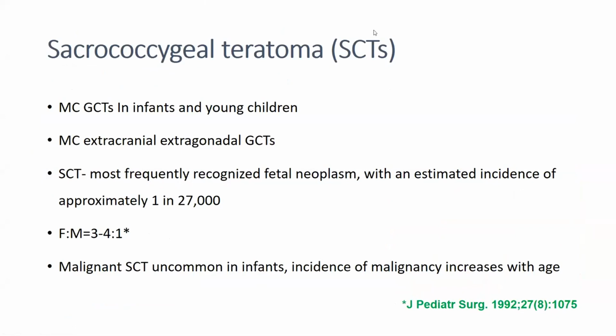Two or three slides about sacrococcygeal teratoma. It is the most common germ cell tumor in infants and young children. Many times it is detected on antenatal ultrasound. It is the most frequently recognized fetal neoplasm, with an incidence of approximately 1 in 25,000. It has a higher tendency in females as compared to males. Although it is mostly benign in young children, the incidence of malignancy in sacrococcygeal teratoma increases with age.